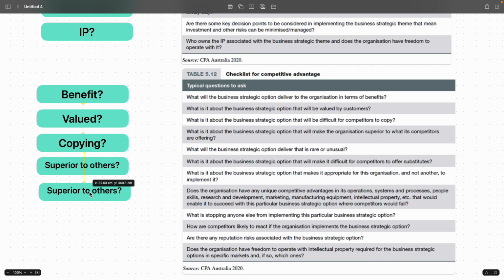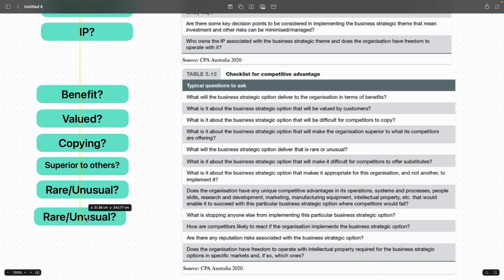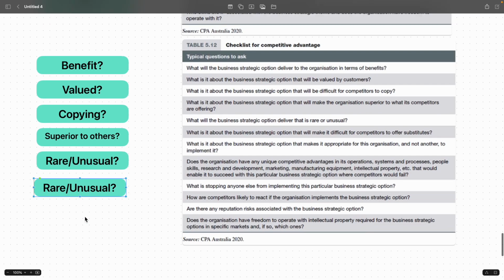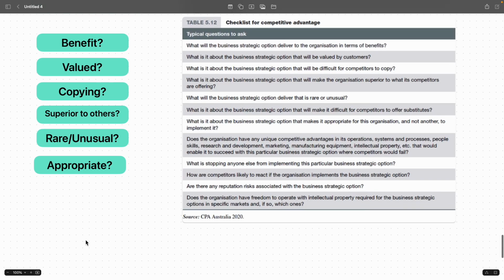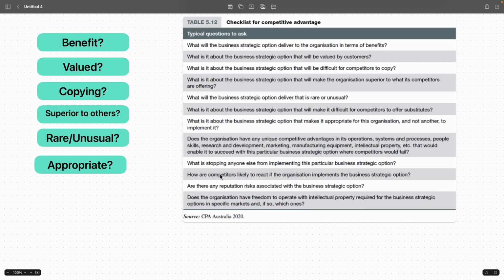So what is rare, unusual? It has to be something rare or unusual, okay? Then you have to see, why is it appropriate? Appropriate for this company to do it, not others. Does the organization have a competitive advantage in operation system process that would enable it to succeed in this particular option where competitors fail?